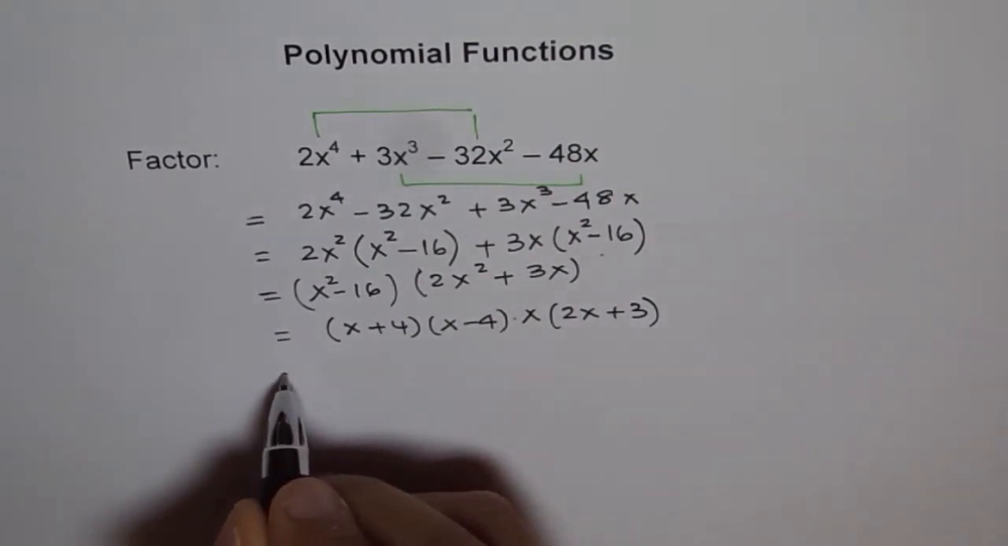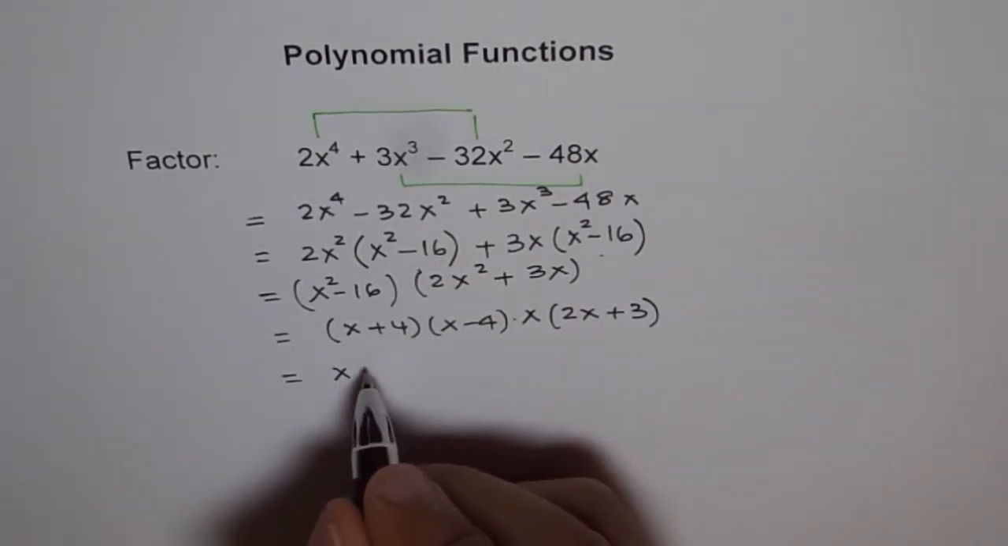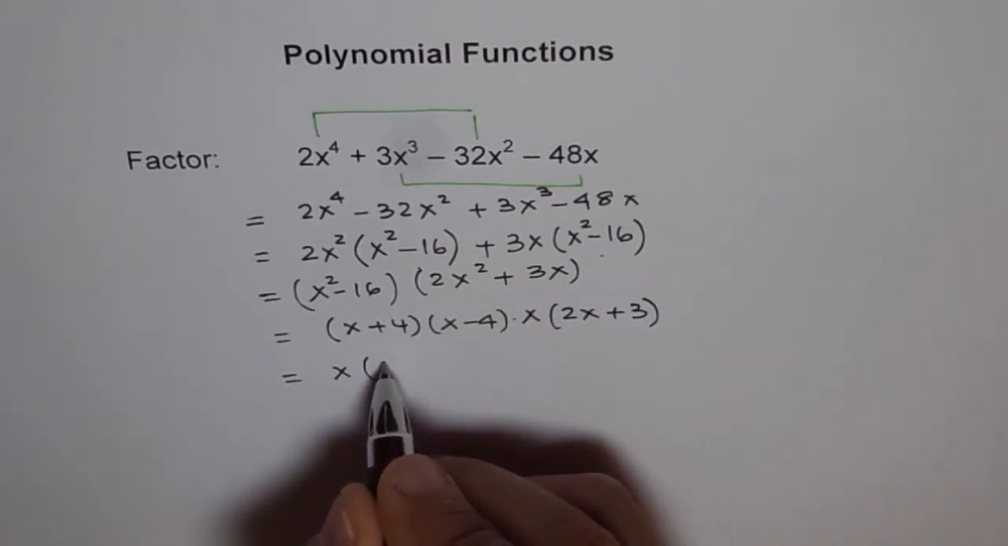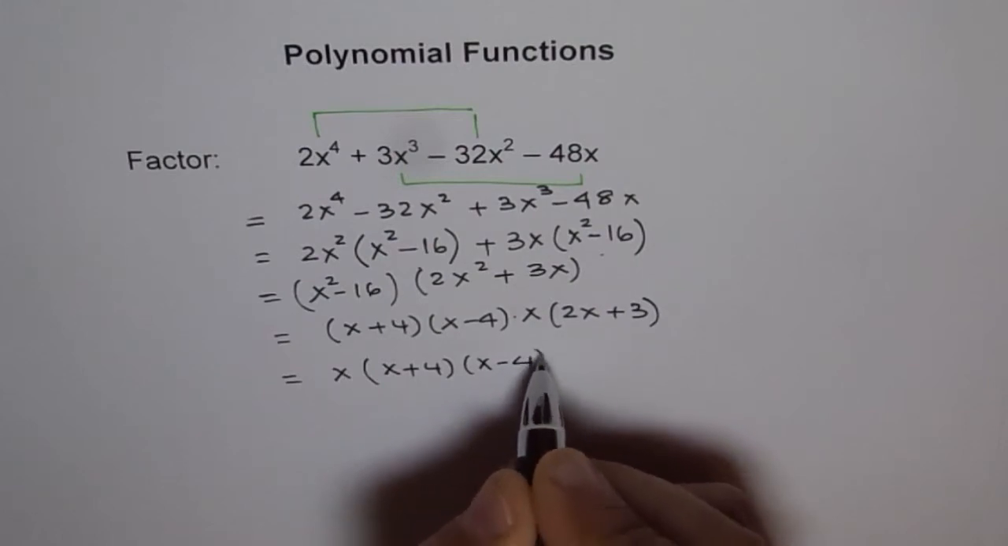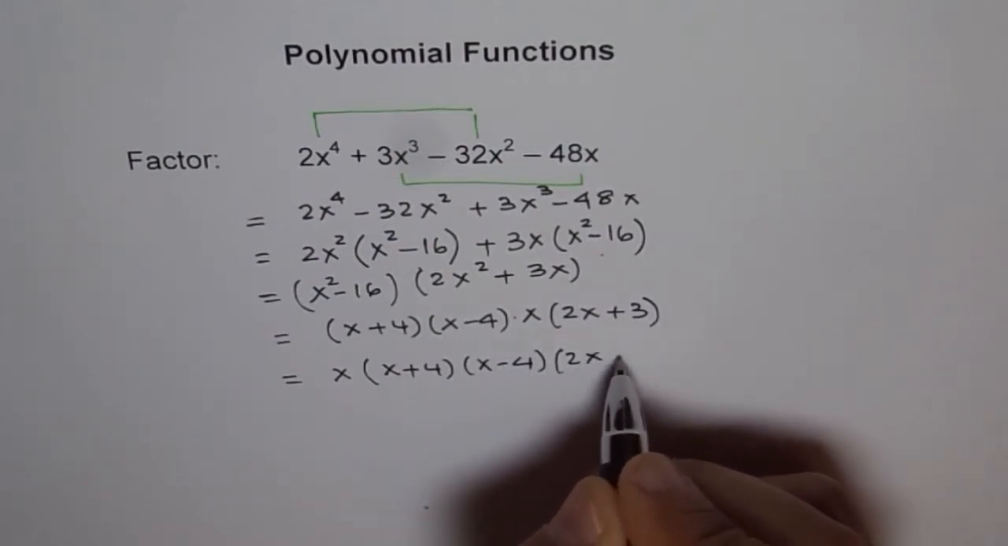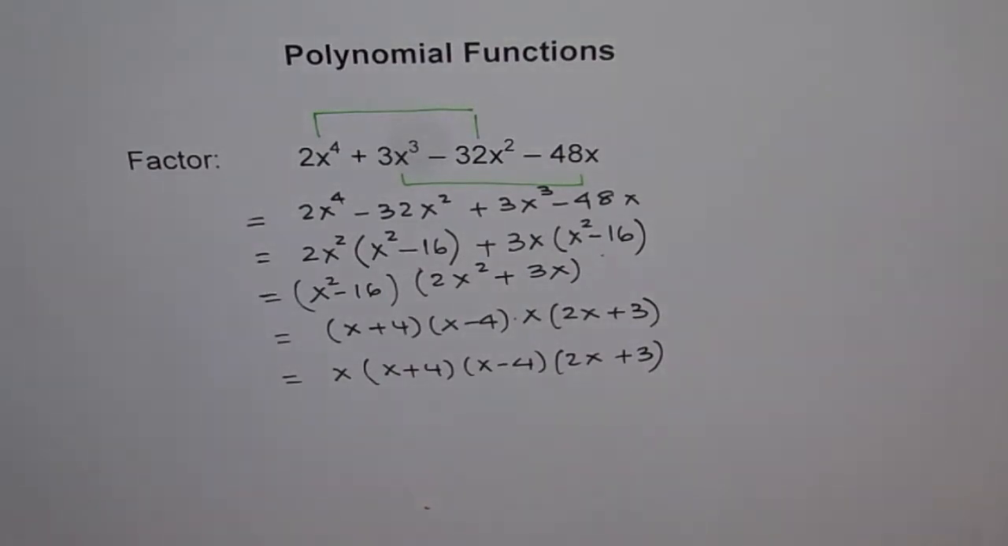Now reorganize it. We should write this x first, right? And then we can write all other terms. So that is the factored form of our polynomial.